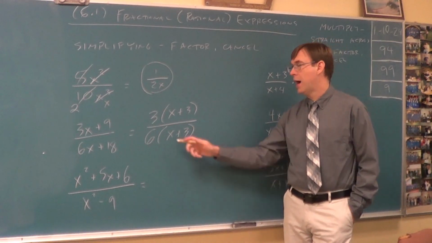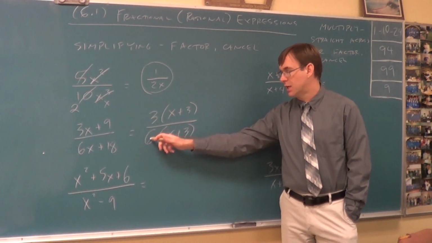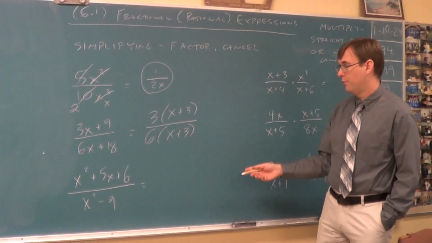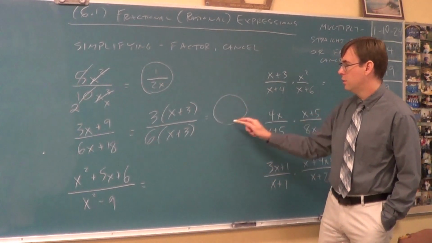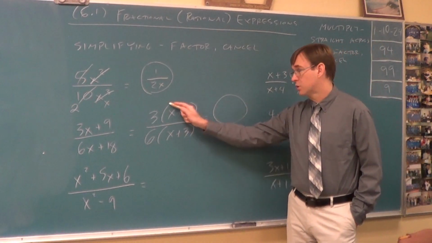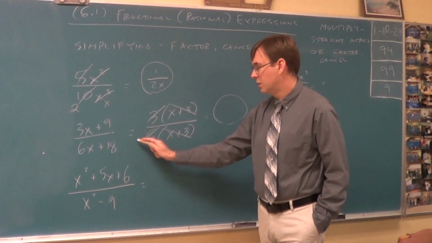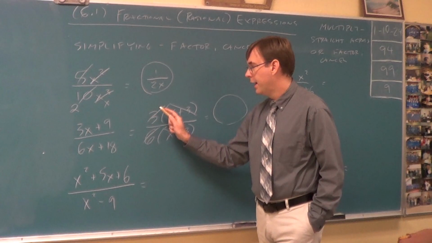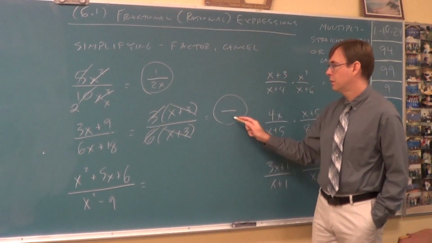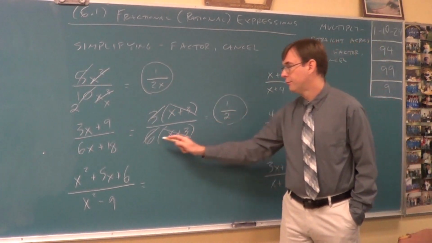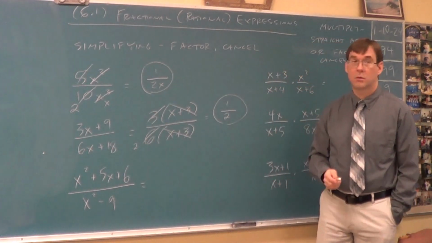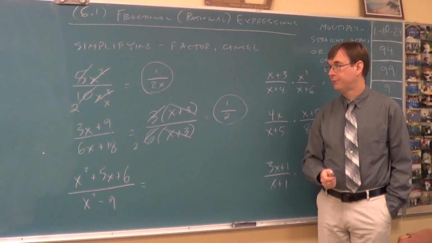Now this is multiplying. The 3 is multiplying that. The 6 is multiplying that. Now we can cancel. Who can cancel? The x plus 3's are a perfect match. Cancel. 3 with 6 leaves you a 1 and a 2. So the answer is a half. Question about that one.